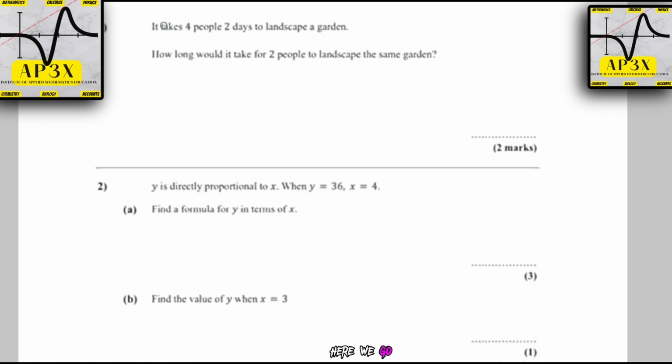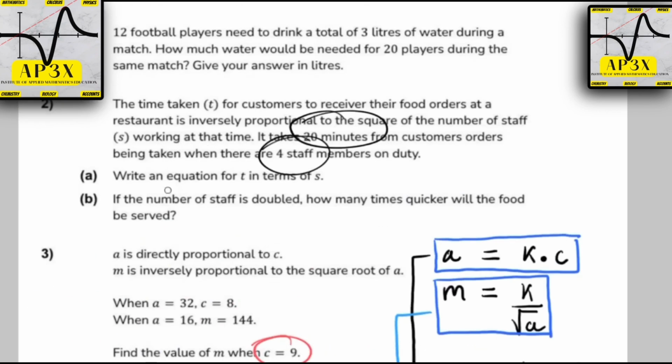Alright, so here we go. It takes 4 people 2 days to landscape a garden. How long would it take for 2 people to landscape the garden? This is kind of like the question they had asked us around here about if the number of staff was doubled, then how many times quicker will the food be served?